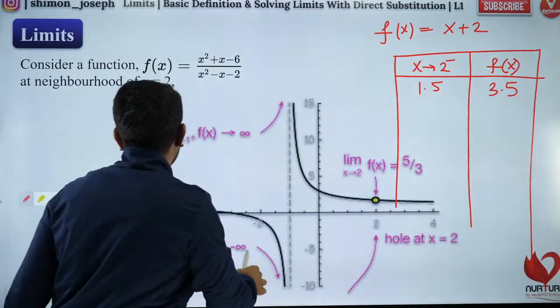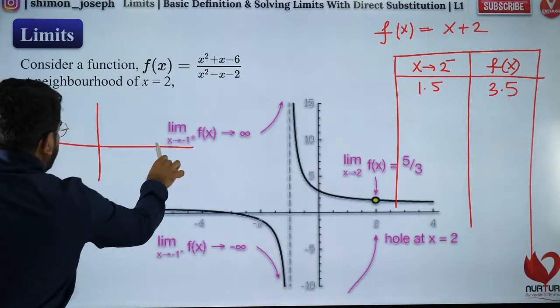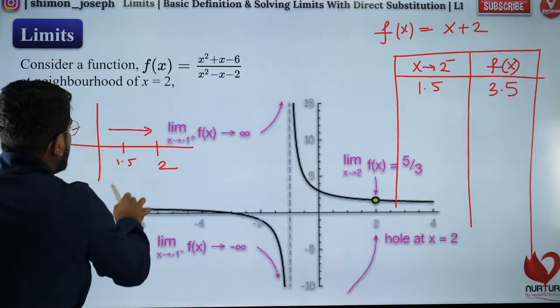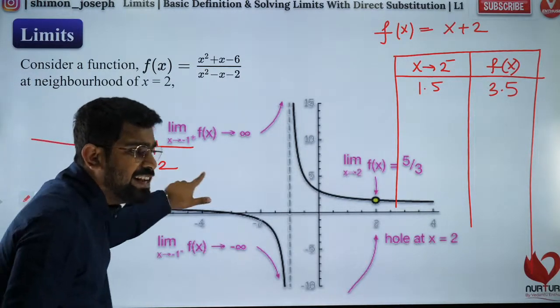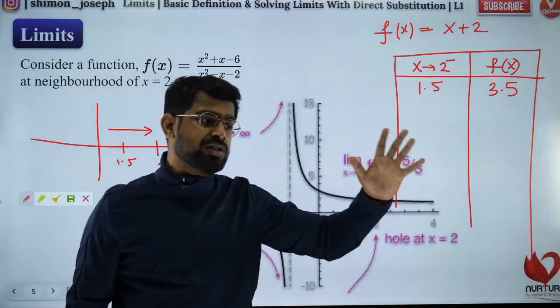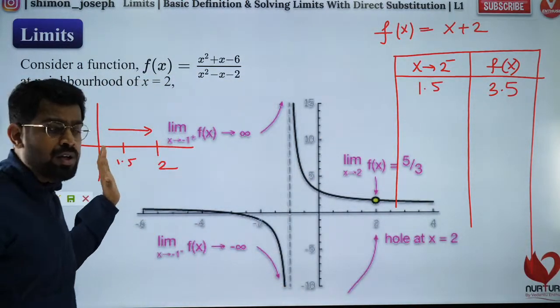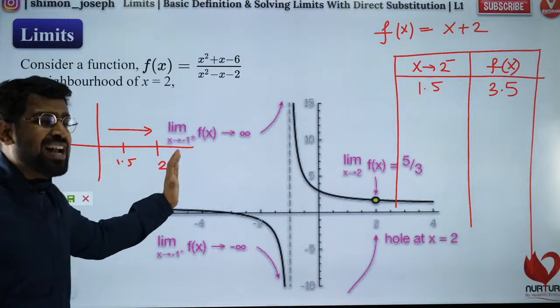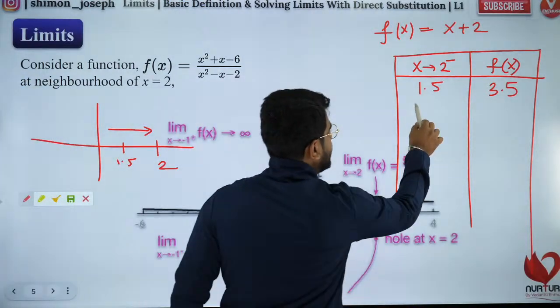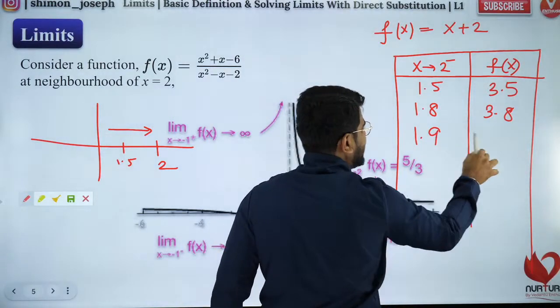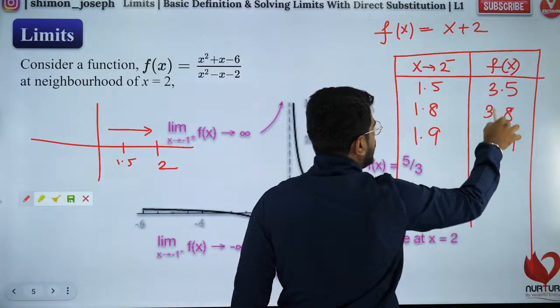But 1.5 is not very close to 2. It is very far, no? Here 1.5 is there, but I want to approach 2. Approach 2 means I want to be very close to 2 as much as possible. I want to be as close as possible to 2 from the left hand side. So let's come to 1.8. If I come to 1.8, it will be 3.8. Let me come even closer, 1.9. Then your function value will be 3.9.